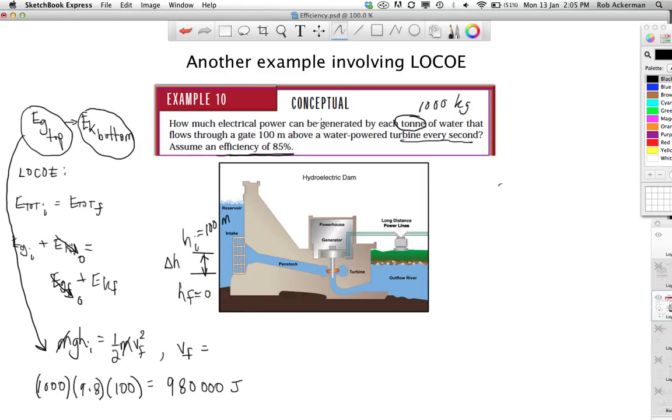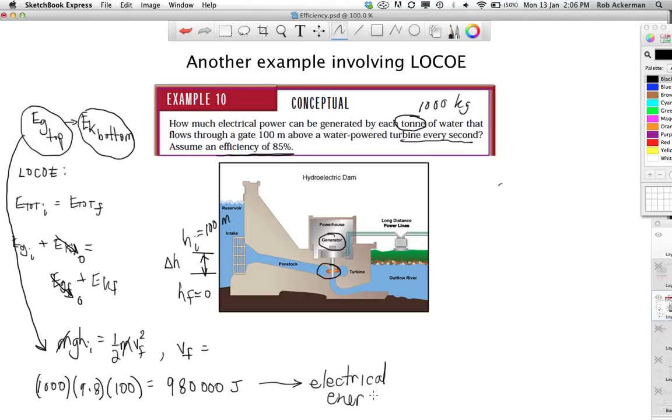The question doesn't ask me about that. What the question is actually asking is the following. If you take all of that energy and you convert it to E kinetic, which is going to spin the turbine and generate electricity, well, if all of that kinetic energy and gravitational energy could become electrical, then we would get 980,000 joules of electrical energy.